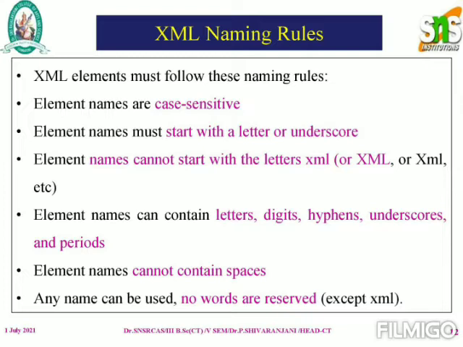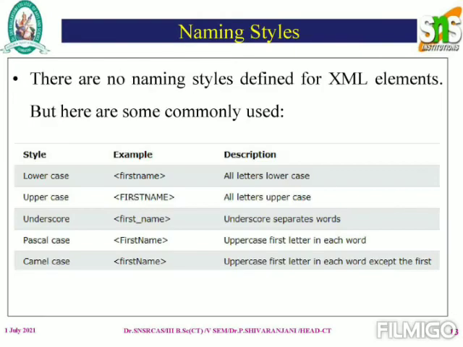So the next one is your naming style. There is no naming style defined for XML elements, but there are some commonly used ones. Here in the table, you can see three columns: the style, the corresponding example, and its description. For the style lowercase, it is described with lowercase letters, that is, first name is represented in lowercase. For the style uppercase, the example is described by capital letters. And if you are using the underscore style, I have used first underscore name, so the first and name are separated by an underscore.